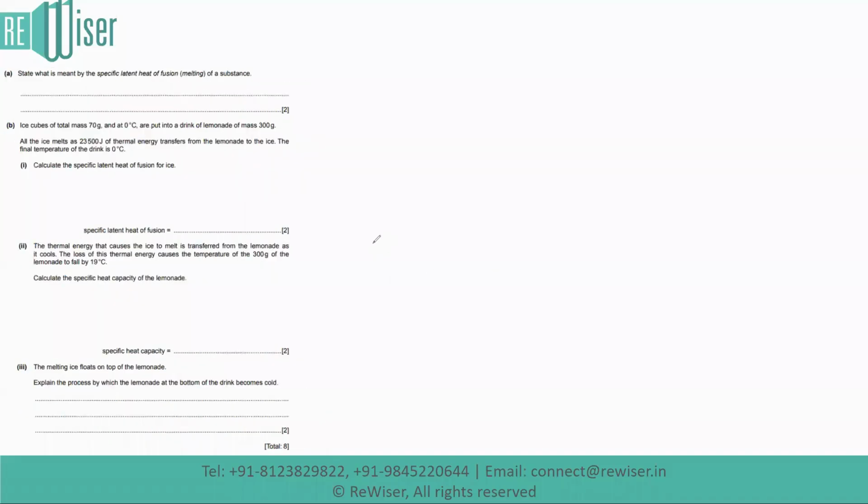Let's have a look at the next question. State what is meant by specific latent heat of fusion or specific latent heat of melting of a substance. Specific latent heat of fusion or melting is defined as the amount of energy required to change the state of unit mass of a material. And since the word here is fusion or melting, we can change the state from either solid to liquid, in which case it's called melting, or liquid to solid, in which case it's called fusion.